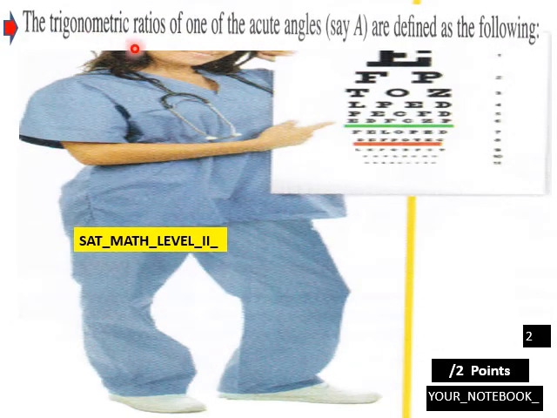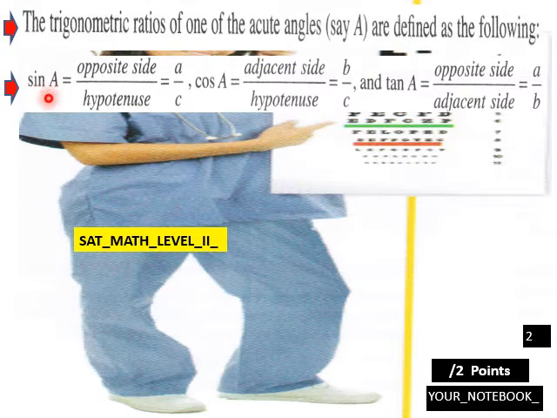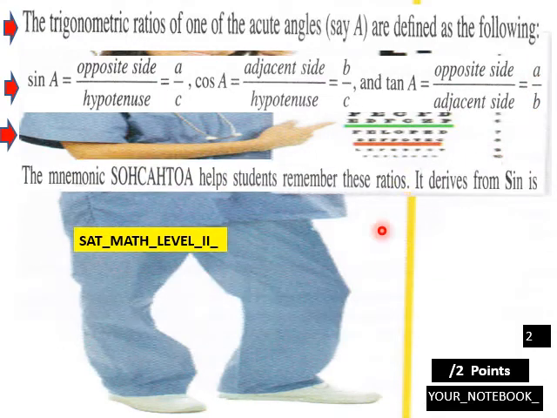The trigonometric ratios of one of the acute angles, say A, are defined as follows. Sine A equals opposite side over hypotenuse, or using symbols, a over c. Cosine A equals adjacent side over hypotenuse, which is b over c. And tan A equals opposite side over adjacent side, so it's a over b.